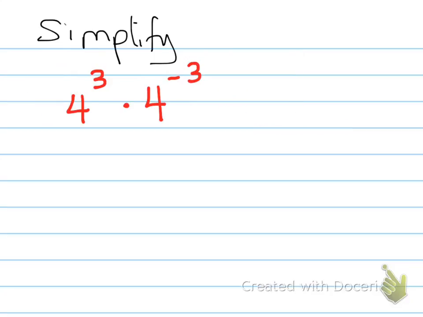Take a look at example number 2. Simplify 4 to the third power times 4 to the negative third power. It is actually the product of powers rule, and it tells us to do what to the exponents? Remember, we just learned it. x to the a times x to the b. What do we do? That's right. All you do is add the exponents. So that's what I'm going to do.